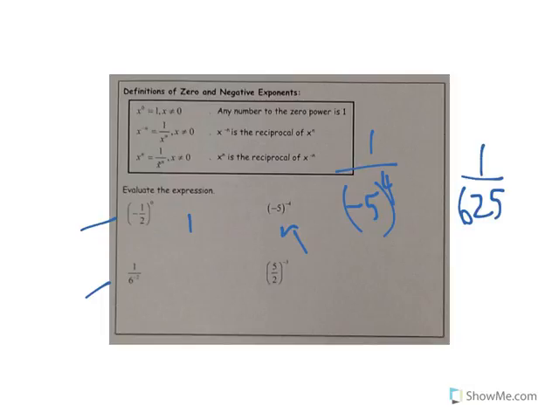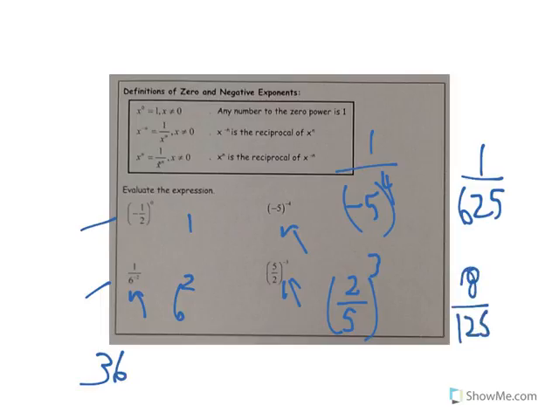For this one here, 1 over 6 to the negative 2 power. Now that one's a little bit trickier because you've got to flip it around. So it's actually going to be 6 to the positive 2 power, so it's just going to be 36. This one here, you just got to flip it. It's going to be 2 over 5 to the 3rd power. So that's going to be 8 over 125.